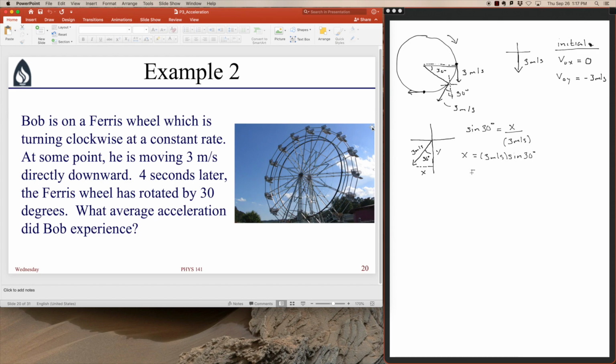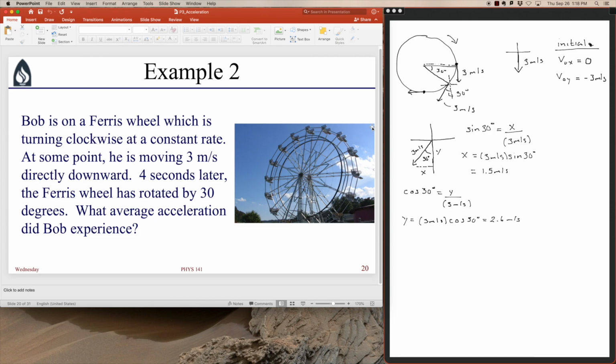And then that would be equal to, let's see, that will give me about 1.5 meters per second. And then if I think about the cosine of my 30-degree angle, the cosine is the y component divided by the hypotenuse. So my y component would be 3 meters per second times the cosine of 30 degrees, which would have a value of 2.6 meters per second.